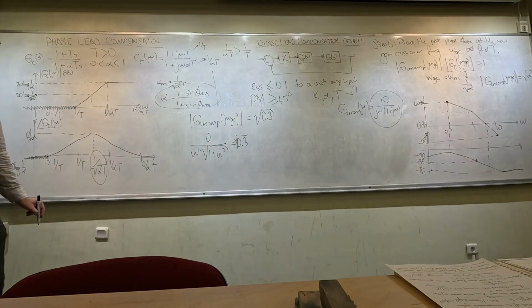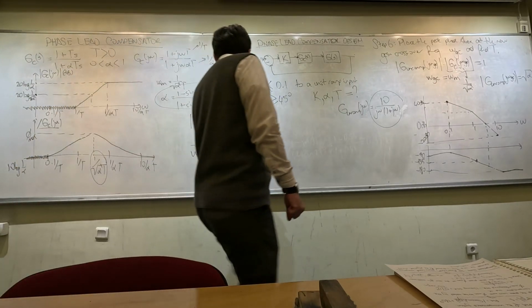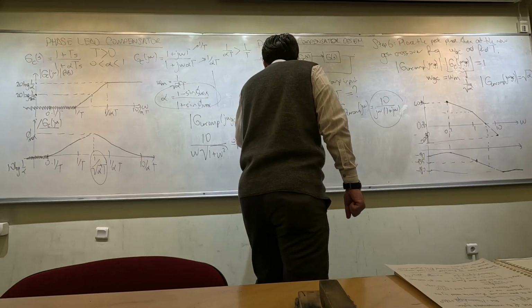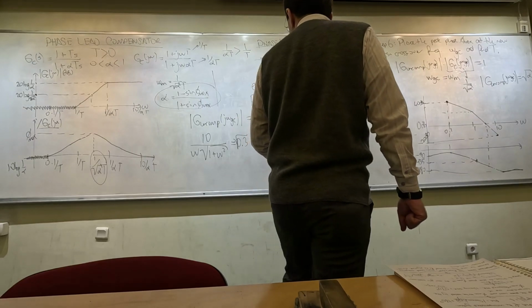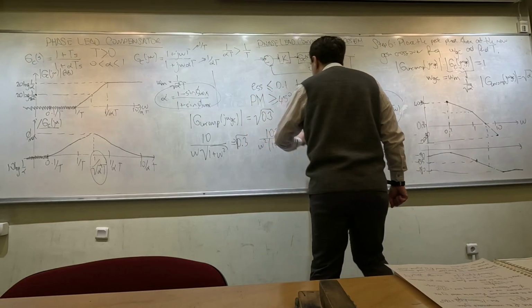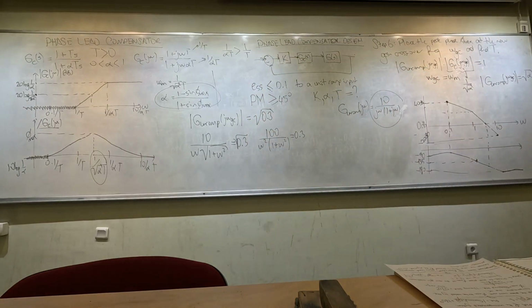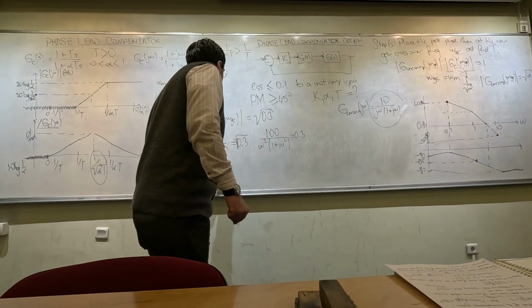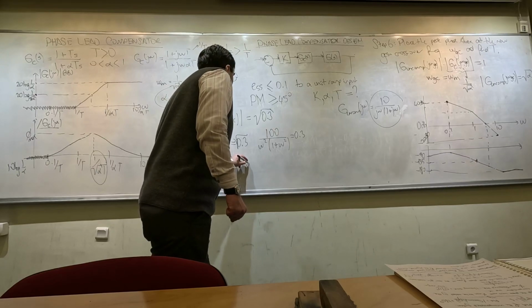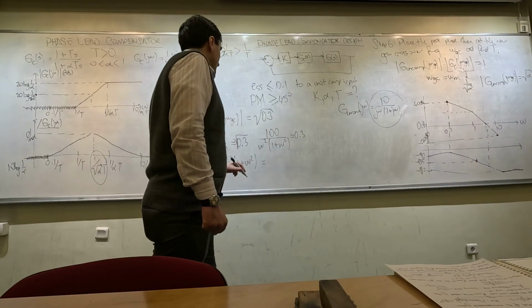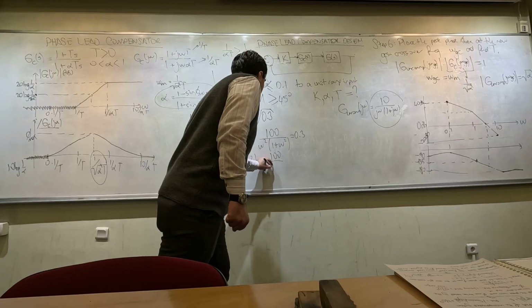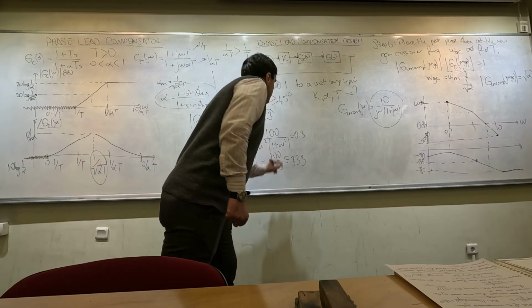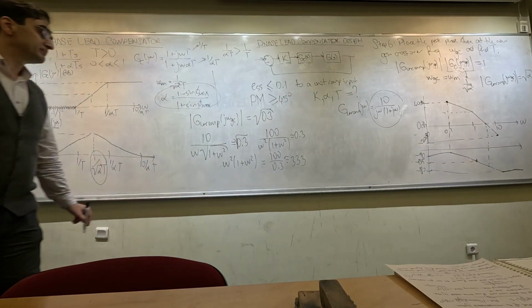Now let me take the square of both sides. 100 divided by omega square times 1 plus omega square is equal to 0.3. And now if I write this equation, I get omega square times 1 plus omega square is equal to 100 divided by 0.3. This is approximately 333.